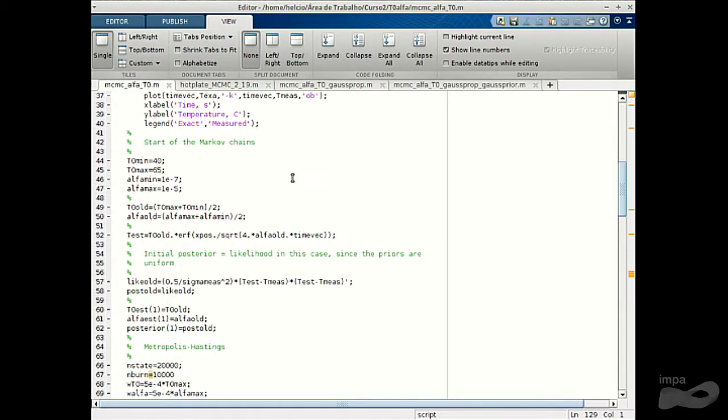So these are the minimum and maximum values for both parameters. And in this case, as you remember from the other class, I have uniform distributions within these intervals. Okay. And in this case, I chose to start the Markov chains in the middle of these intervals. Okay? I could have started at any other point inside the interval. Why inside the interval? Because from the prior, I know that the probability of having the parameters outside these intervals is 0.